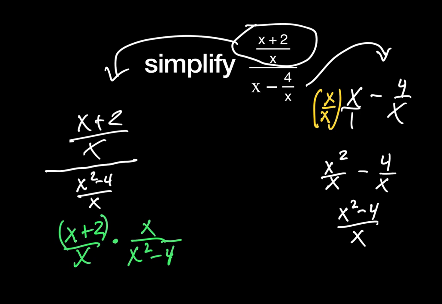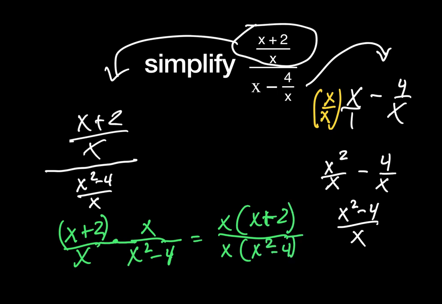Go ahead and put these in parentheses. When I'm multiplying, I can multiply fractions straight across. I'll have x times x plus 2. I just rearrange those two. In the denominator, x times x squared minus 4. X over x is 1.